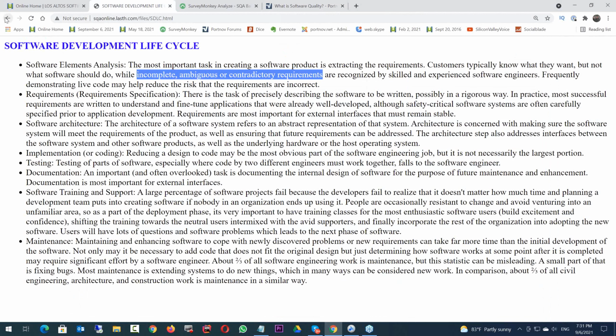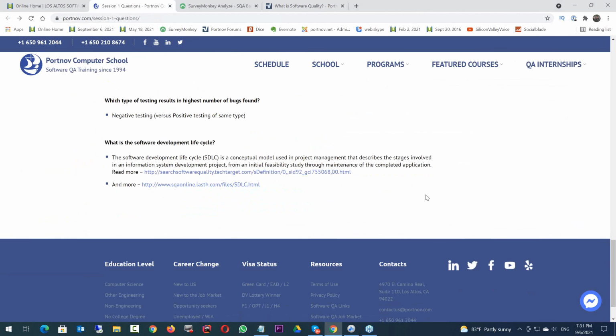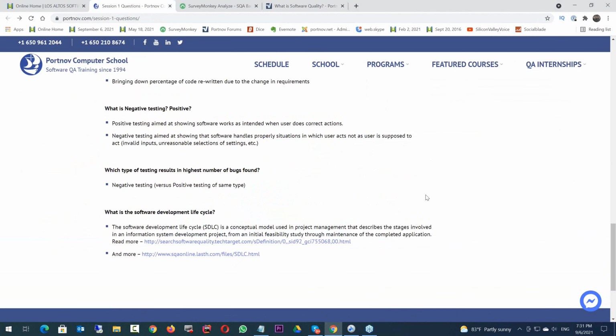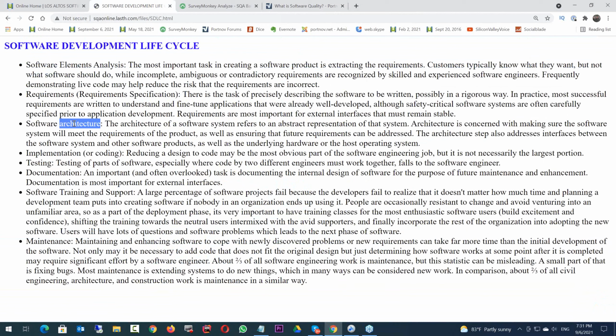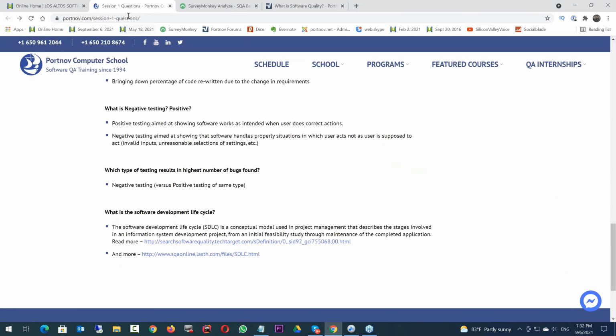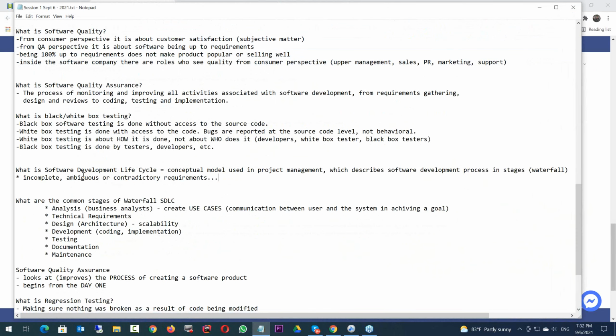So that is why, when we look at the way we teach you, guys, let's do it this way. When we teach you, what are we saying? Stages. Analysis, requirements, architecture, same as design, implementation or coding. Documentation is maybe a little bit old-fashioned. Training and support is pretty much the same as deployment. And then maintenance. So we will talk about stages, but my point here is when they ask you what is a software development life cycle, we are saying it is a conceptual model used in project management which describes the software development process in stages. Good.